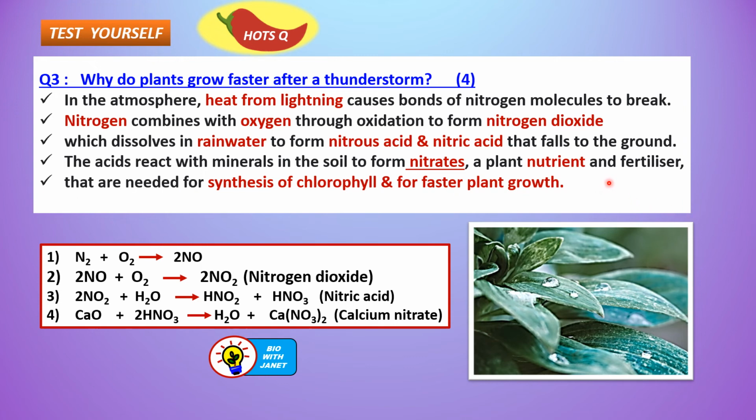A few days after the thunderstorm, you see the grass is green and it's growing very well, right? The grass on the ground, or even plants that you have grown in pots and so forth, they're exposed to the rain. So the rainwater that falls to the earth during a thunderstorm contains these acids, nitrous acid and nitric acid, which can be converted to form nitrates in the soil. And this will increase the content of nitrates in the soil, which will cause faster plant growth.